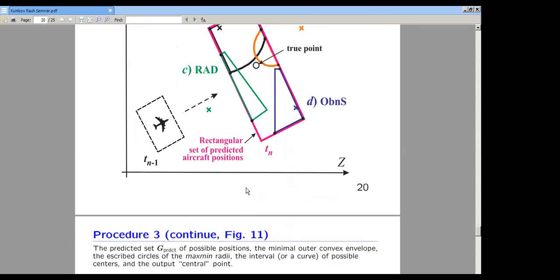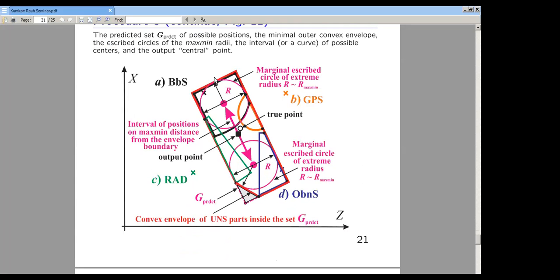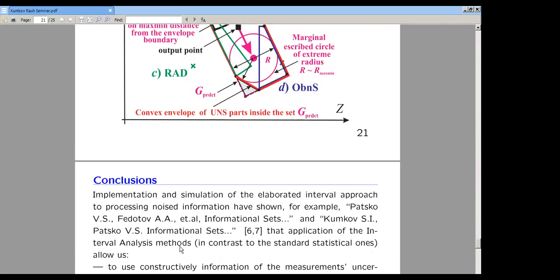After that, we apply very useful construction of the convex envelopes of the uncertainty set parts inside the G predicted. And again, ascribed in the envelope these special circles, obtain interval of possible positions, and give out as an aircraft position the central point of this interval. This is shortly the procedures we have probated on the interval measurements and the interval simulation. And so we can make the following conclusions.